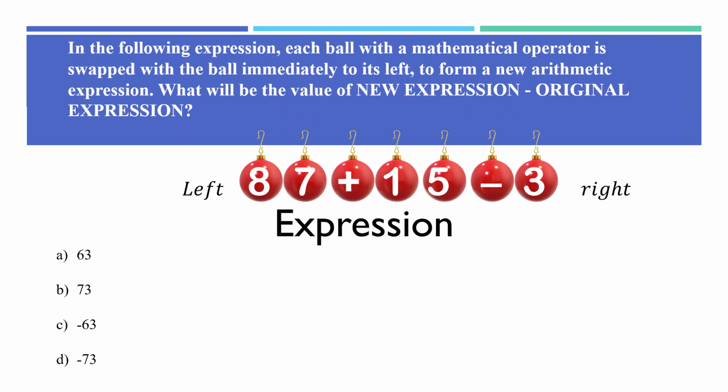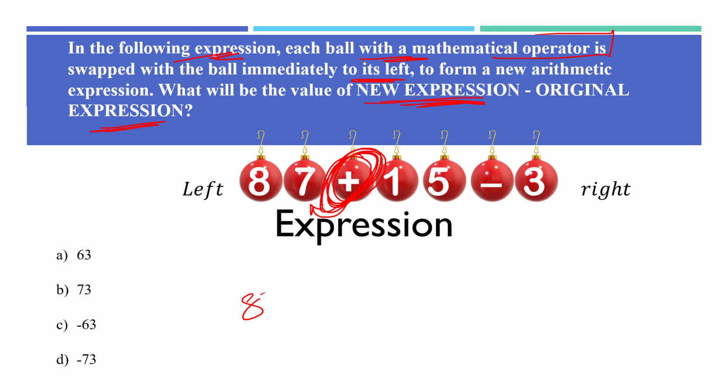Great. Our next question is, in the following expression, each ball with a mathematical operator is swapped with the ball immediately to its left to form a new arithmetic expression. What will be the value of the new expression minus the original expression? Okay, let's swap the operator with the number and rewrite the new expression. So here it is 8. There is an operator here.